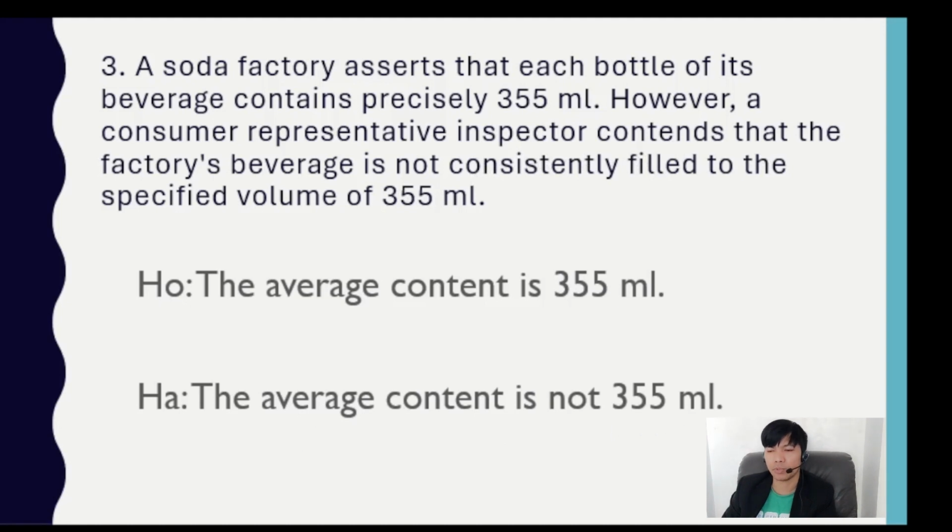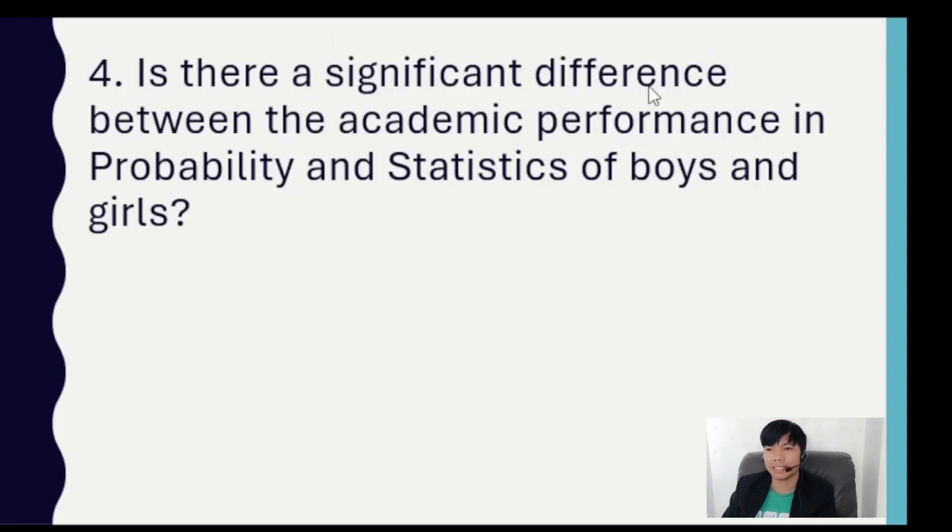Because it can be really confusing for some students to determine which one is the null hypothesis and the alternative hypothesis sometimes. Now, let's do number 4. Is there a significant difference between the academic performance in probability and statistics of boys and girls? So what's going to be our null hypothesis and alternative hypothesis?